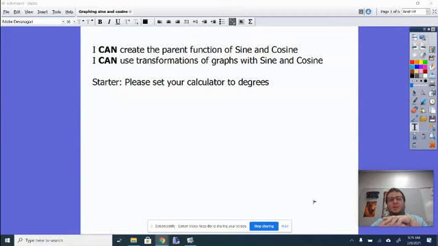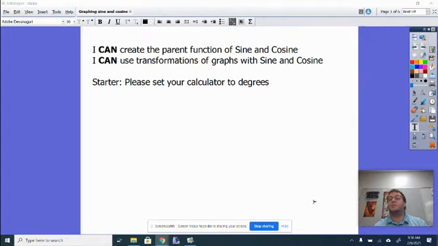Everybody, today we're going to be looking at graphing sine and cosine, specifically the parent functions of both of those. So this is one of those lessons where I really want to take the time to build where stuff's coming from instead of just giving it to you. So we're going to be looking at both sine and cosine today. We're going to skip over tangent for right now. If we have time at the end of the year, we'll come back to tangent.